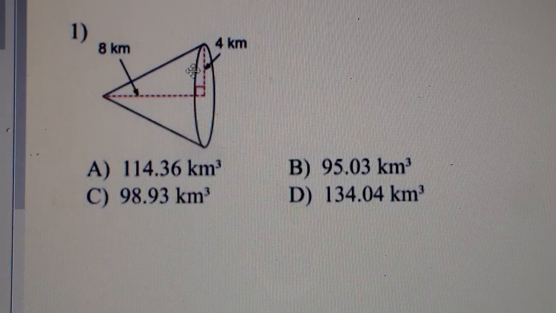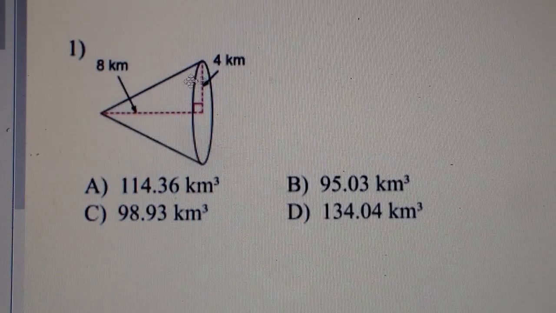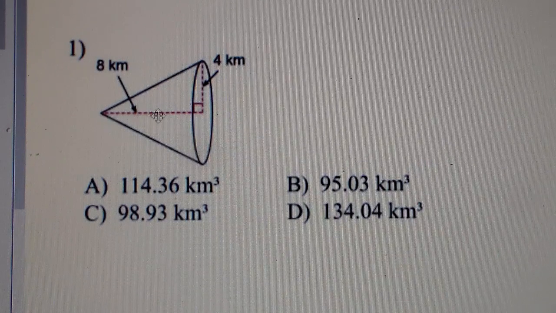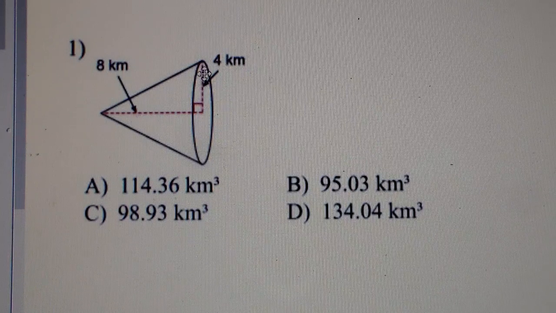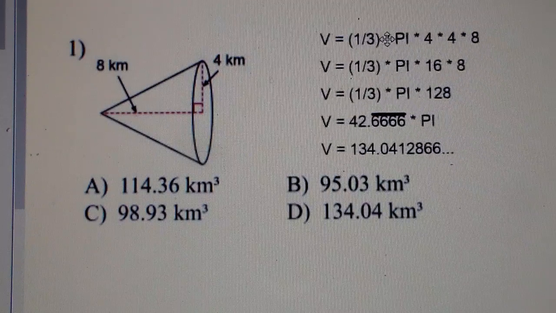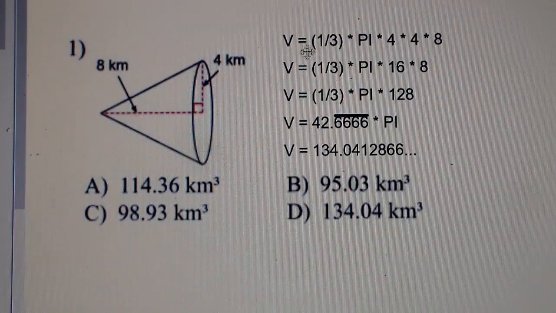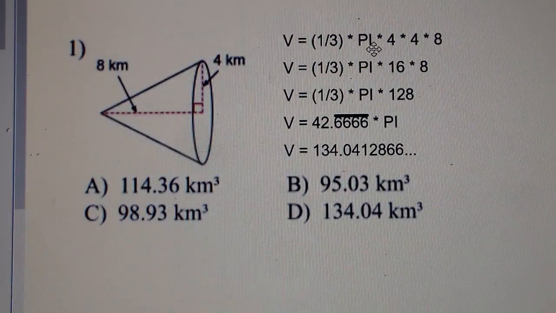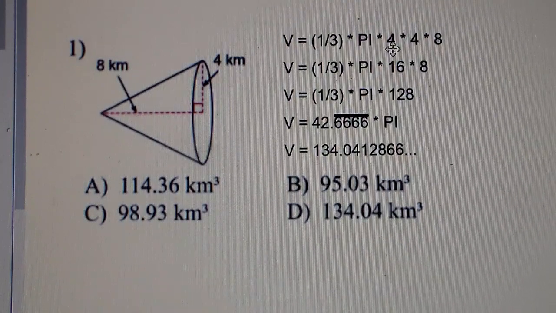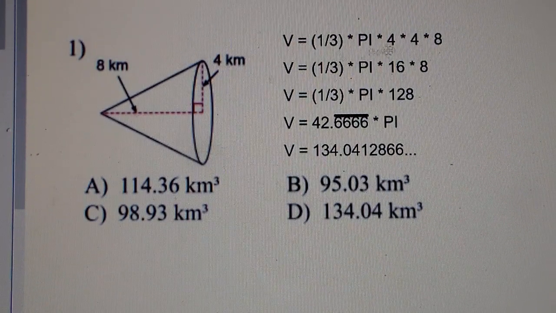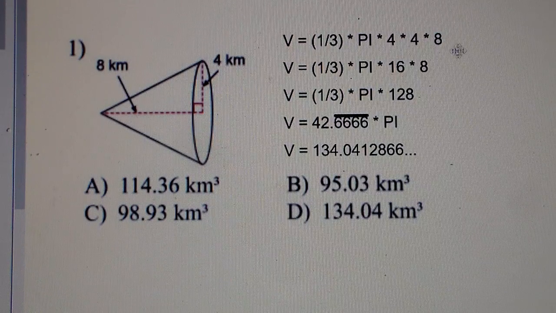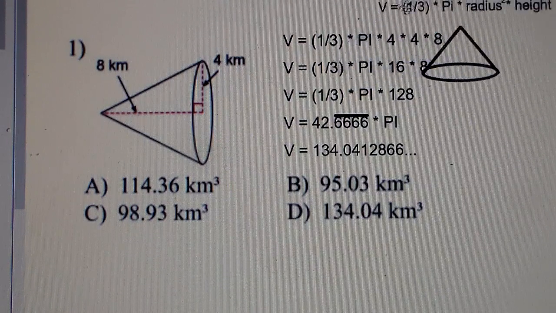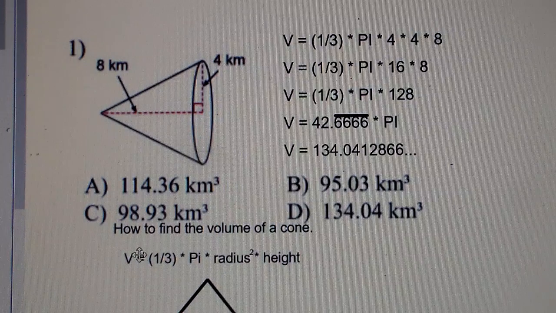So, for example, problem number 1. We have a height of the cone which is 8 kilometers, and the radius of the bottom of the cone is 4 kilometers. So what we do is plug those numbers into our formula. Volume is 1/3 times pi times radius times radius, 4 times 4, times the height, which is 8. So that's what the formula says.